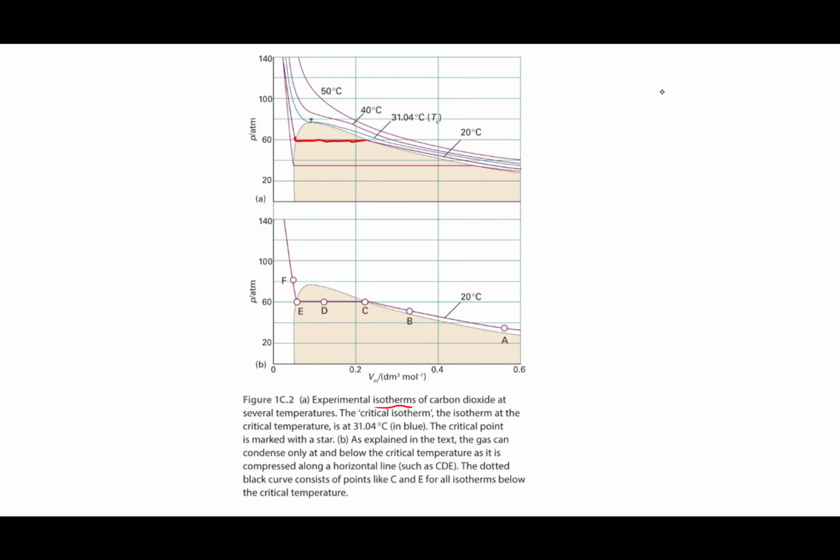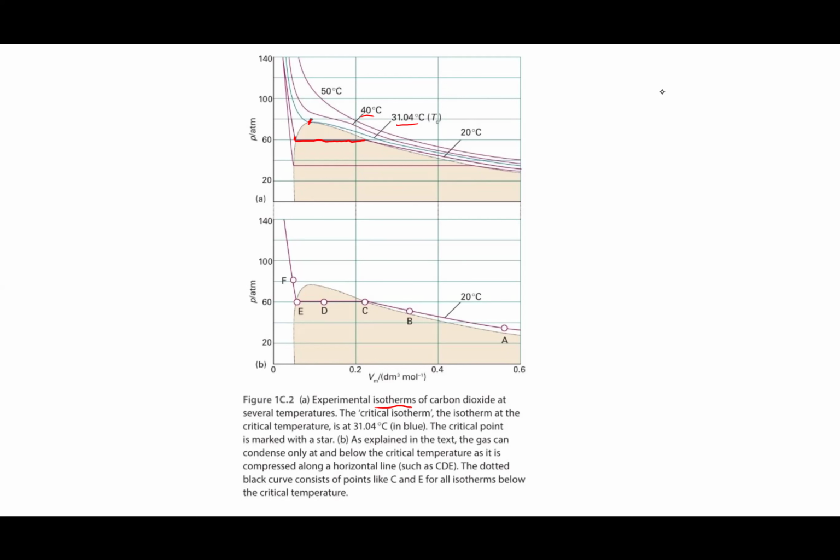But we also see that there are some isotherms, like here at 40 degrees Celsius, where we never go through that liquid phase. And so what we see here is that there's going to be some critical temperature, which in this case for carbon dioxide is 31.04 degrees Celsius, where we cannot have a liquid above that temperature.